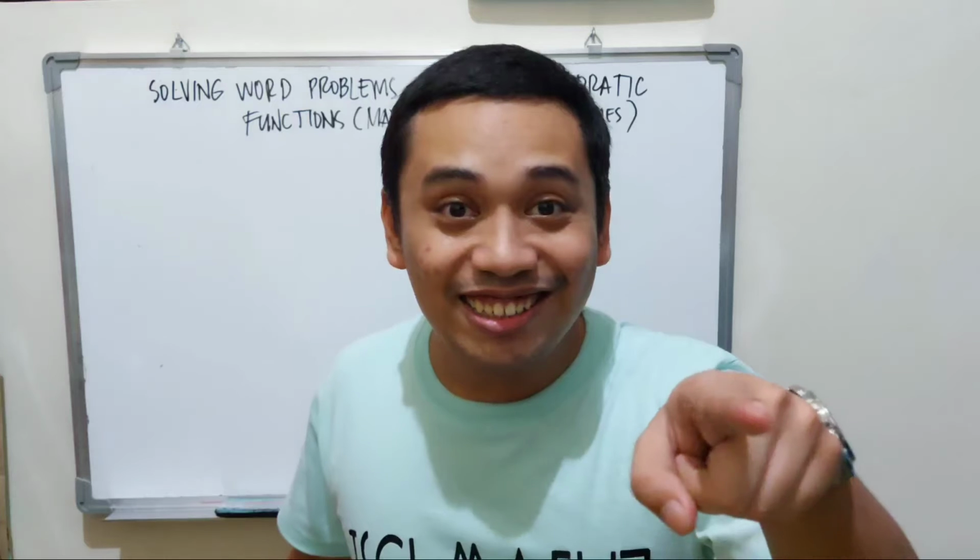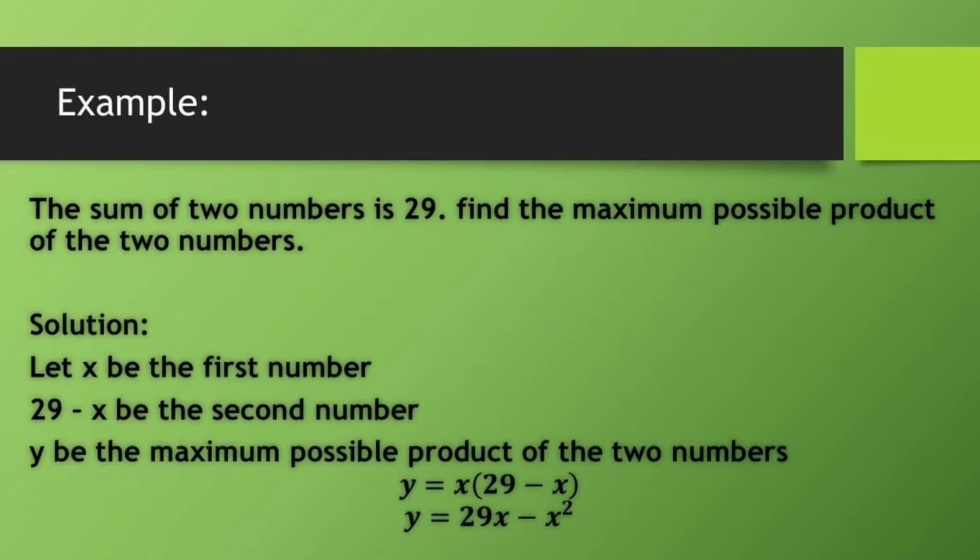So, let's start! For our first example, the sum of two numbers is 29. Find the maximum possible product of the two numbers. For our solution, let x be the first number and the second number should be defined by 29 minus x. Let y be the maximum possible product of the two numbers. Then we will have y is equal to the product of x times 29 minus x, signifying the product of the first and second number.